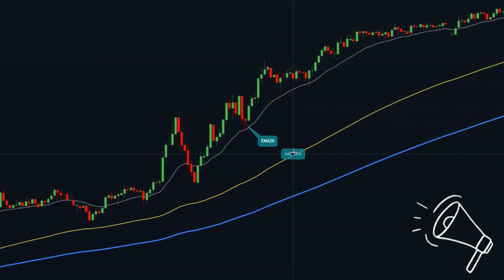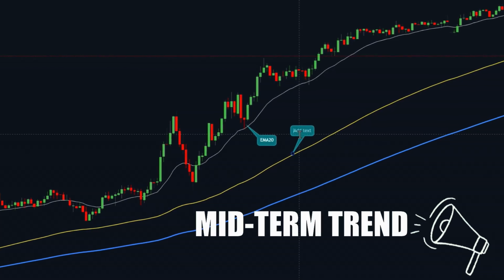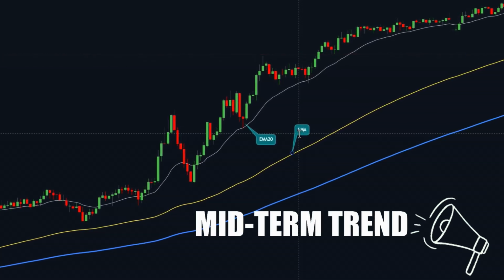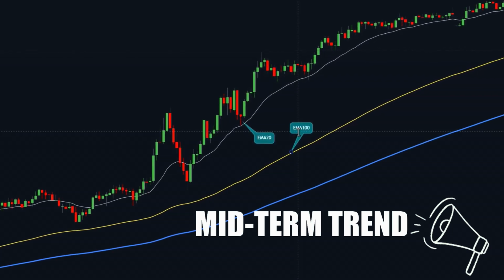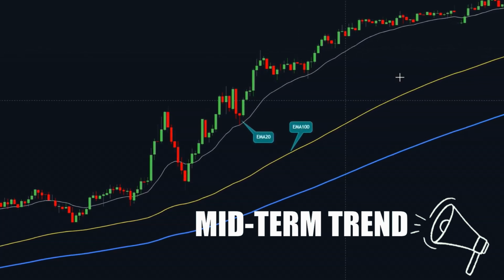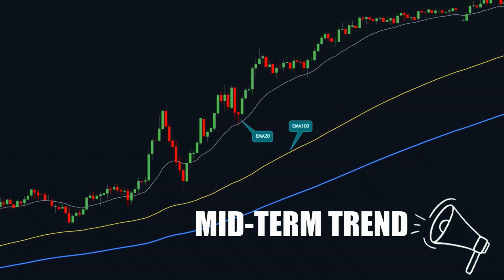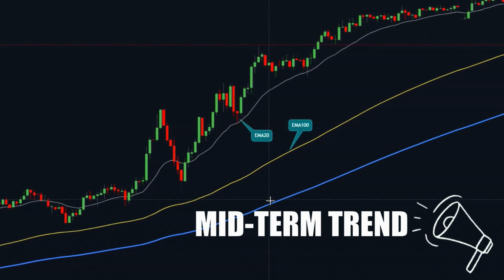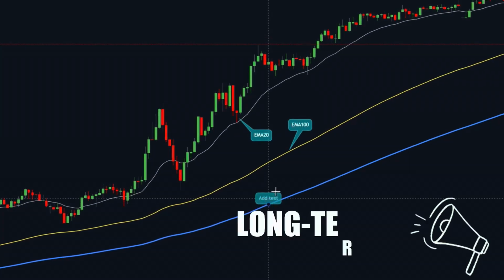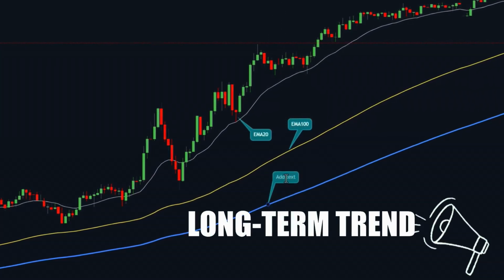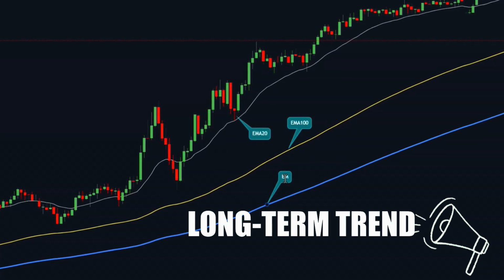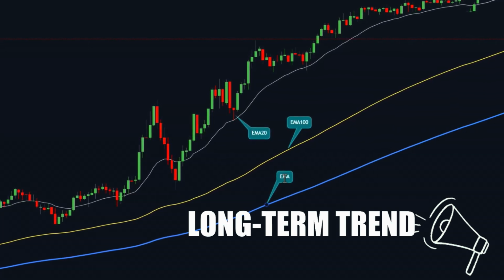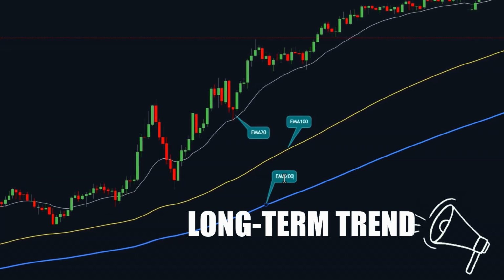The 100 EMA represents the mid-term trend. When the price is above the 100 EMA, it indicates that the market is in an upward trend in the mid-term. If the price is below the 100 EMA, it suggests a downward trend in the mid-term. And the 200 EMA represents the long-term trend. When the price is above it, it indicates the market is in an uptrend in the long term. And if the price is below the 200 EMA, it suggests a downward trend in the long term.